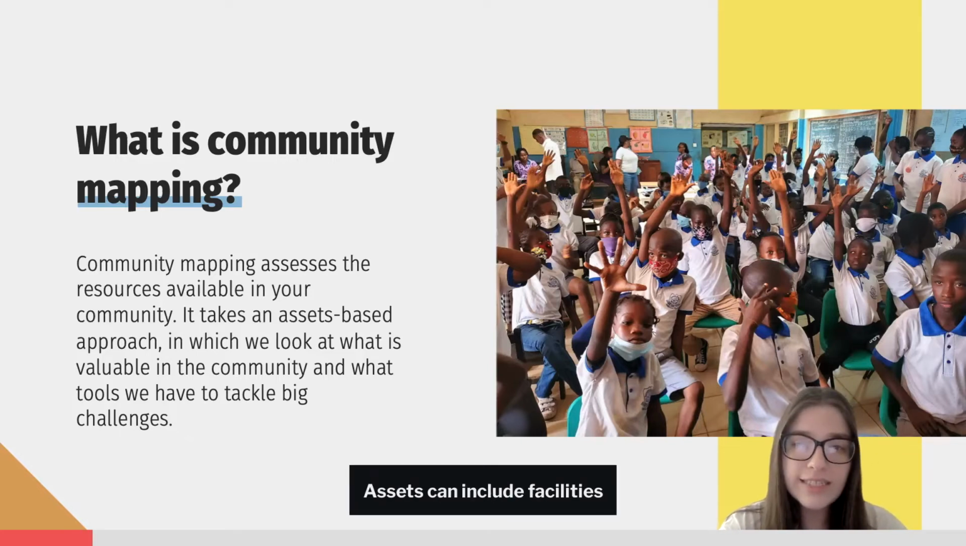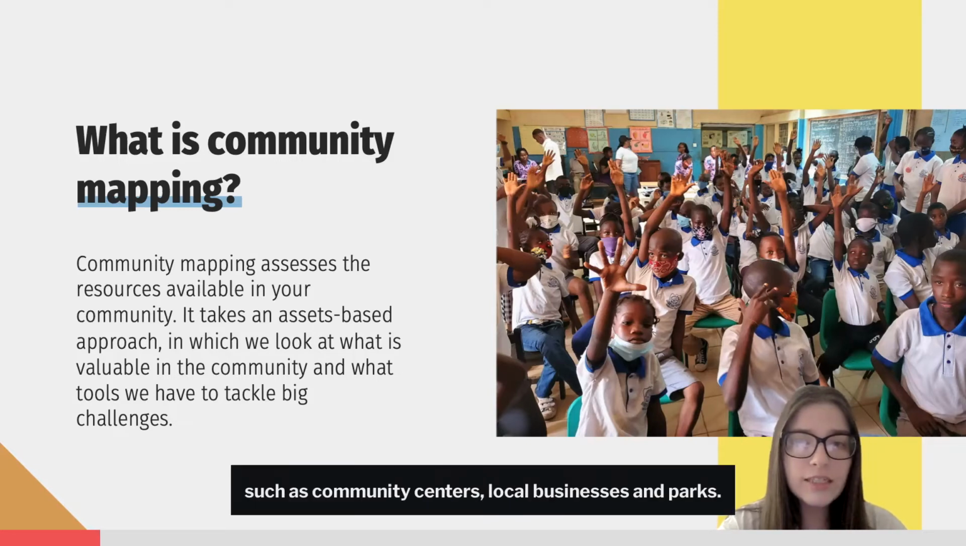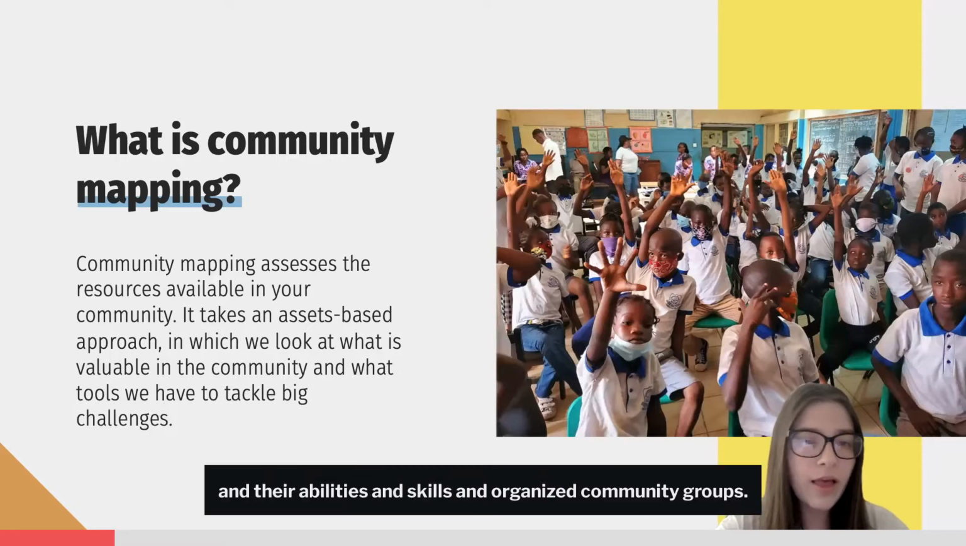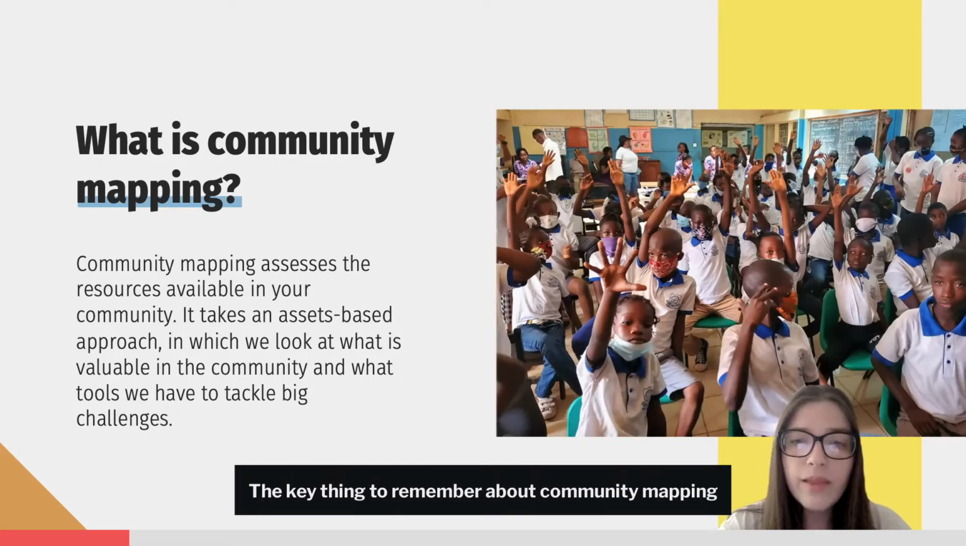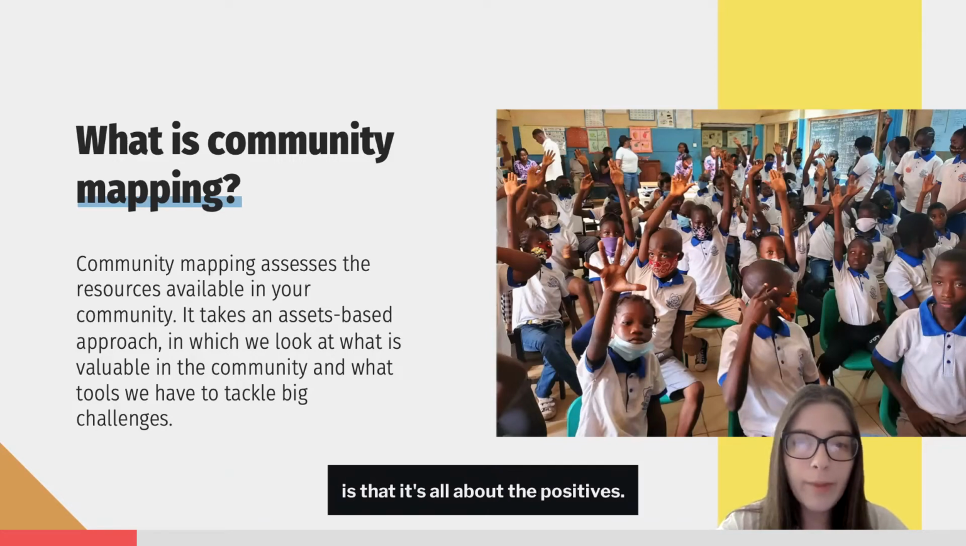Assets can include facilities such as community centers, local businesses, and parks. They can also include people and their abilities and skills, and organized community groups. The key thing to remember about community mapping is that it's all about the positives.